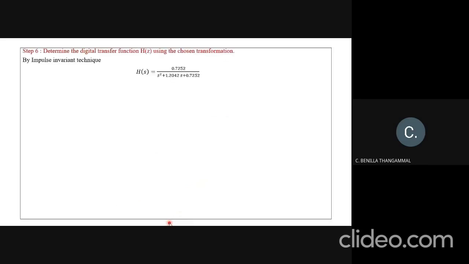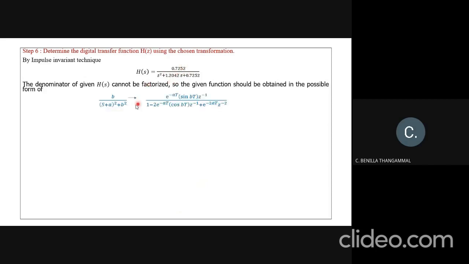Now the next step is to get your digital transfer function. So here you have to use the impulse technique. You have to check whether your denominator can be factorized or not. If I'm not able to factorize my denominator, the left out choice is either s plus a divided by s plus a whole square plus b square, or b divided by s plus a whole square plus b square. But since your numerator doesn't have any s term, your default choice will be b divided by s plus a whole square plus b square.